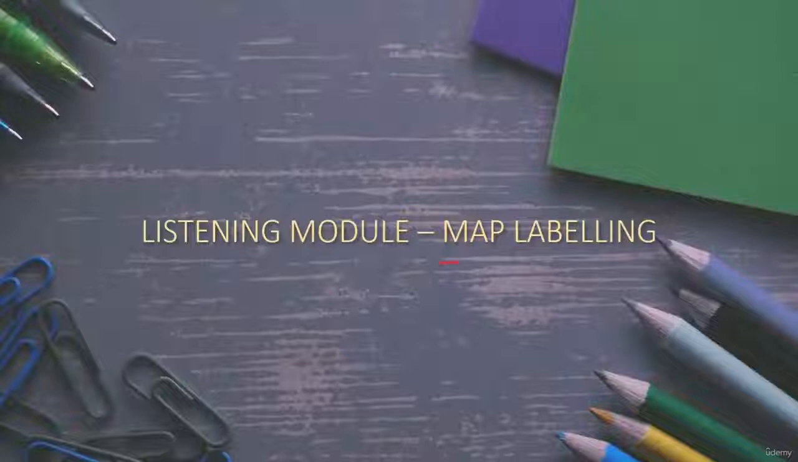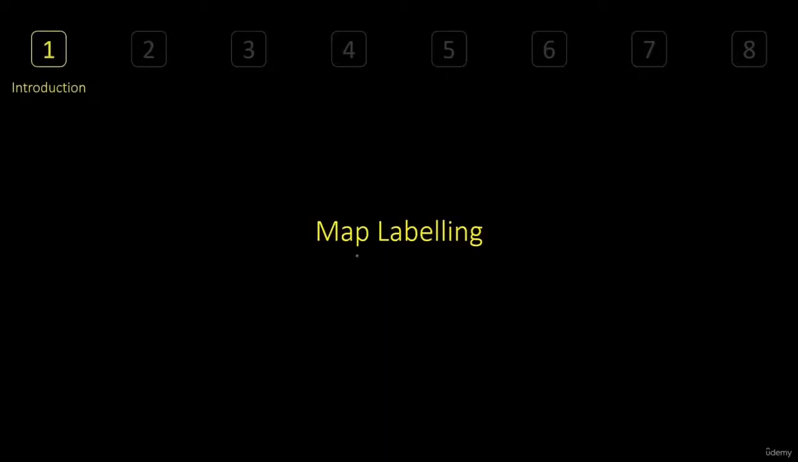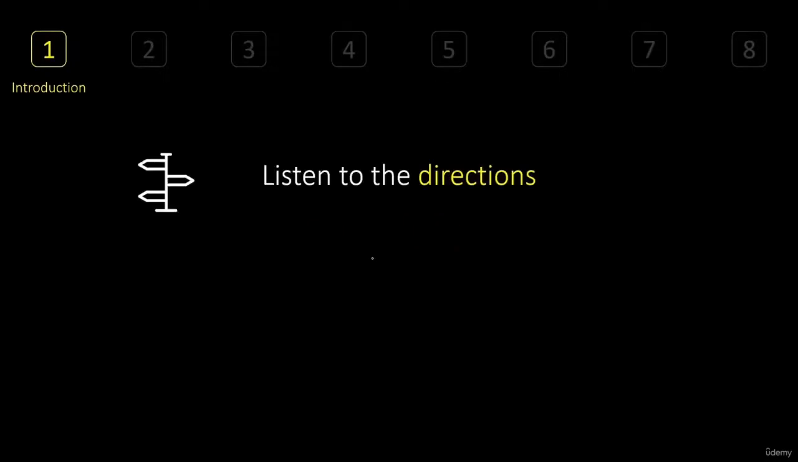Map labelling. You have to label a map, or provide information about the map, through the audio. Let me explain what this is. You will be listening for directions. You will be listening for information about a map, and you have to fill in some information in a map which is not complete. So for example, we have a map here.